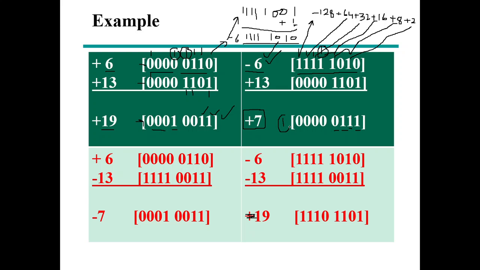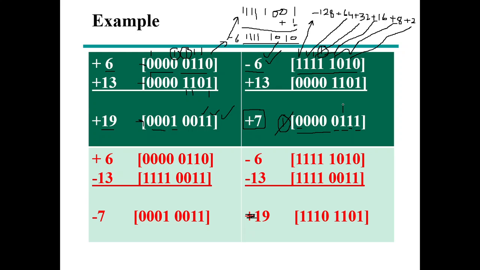So just ignore the carry out from the sign bit, discard it. We don't need to consider it. This is your sum. And what is the sum? The sum is basically 7. It is a positive number. The most significant bit is 0. It is a positive number. And if you convert it into decimal, this is 7.